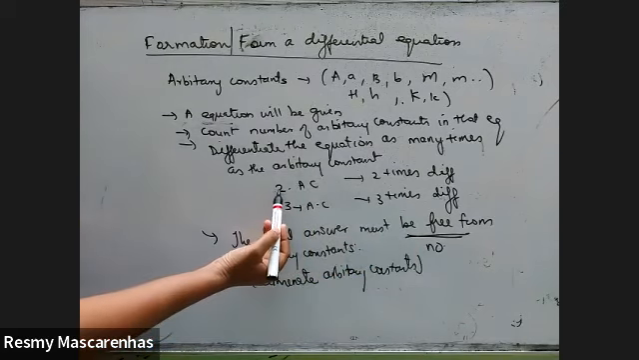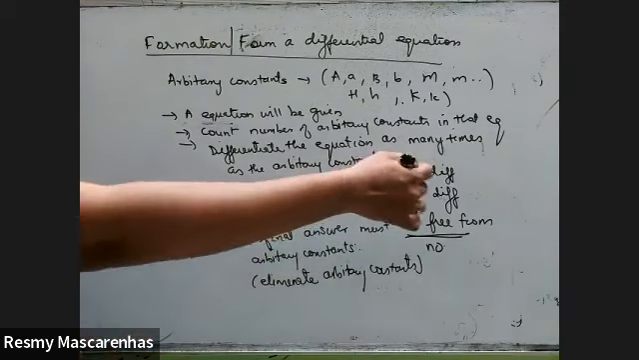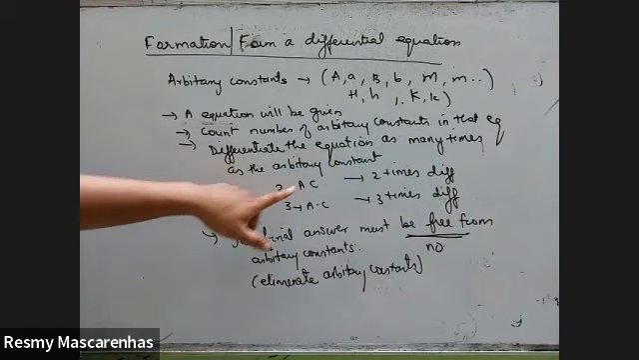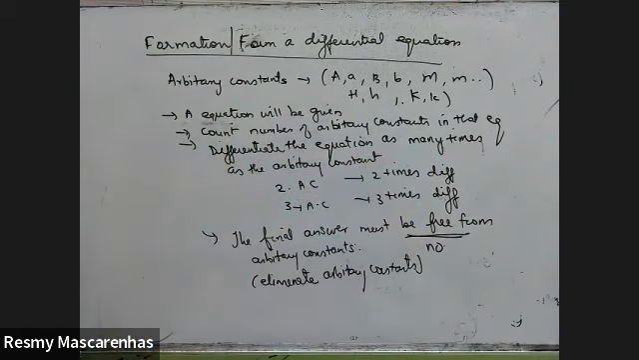But if there are two of them, you cannot differentiate three times to eliminate. Two means two times only you can differentiate. You cannot go more than that. You cannot go less than that. Let's start with the first question.